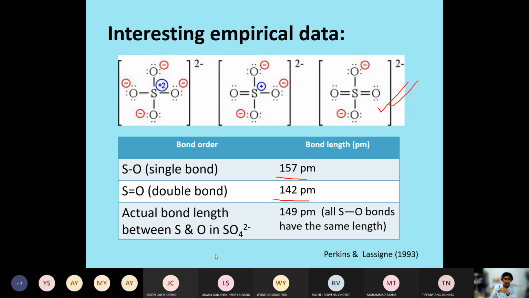Anybody has an idea why? Double bond, because there are two electrons, right? Four electrons are involved in the double bond. So that means more attraction between them, and they are stronger. That means more attracted to each other, the stronger they are, and that is why the bond length is shorter than the single bond.